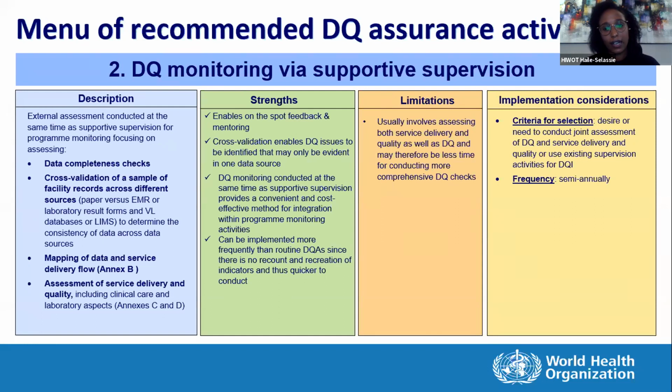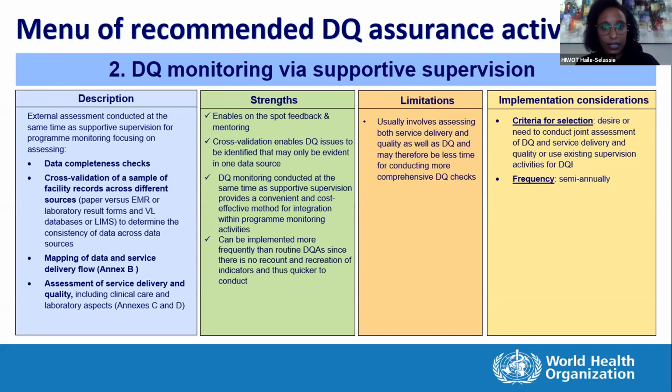And so it means at the same time as we are assessing and going in and looking at service delivery and quality, we can also look at data quality. And that's beneficial because sometimes there's a very strong relationship between the two. So you will see from the description, it's actually very similar to a routine DQA. You're doing the same data completeness and consistency checks. The only difference is that you're not going in and recounting and recalculating the indicators, and that frees up time to then do the service delivery assessment.